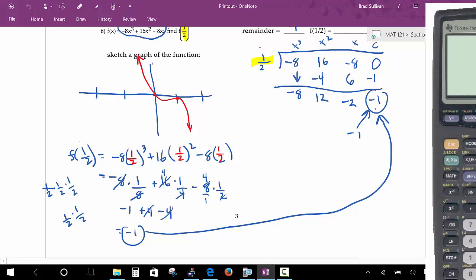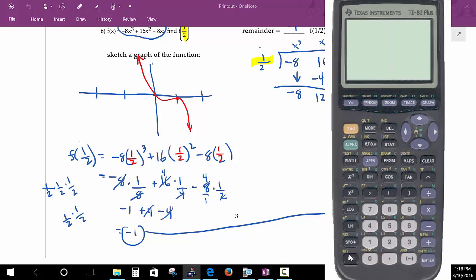Synthetic division is actually a little simpler. When you get right down to it, it's faster. So if you're evaluating a function, you can do that. Now, the thing I want to show you on the graphing calculator now is this.